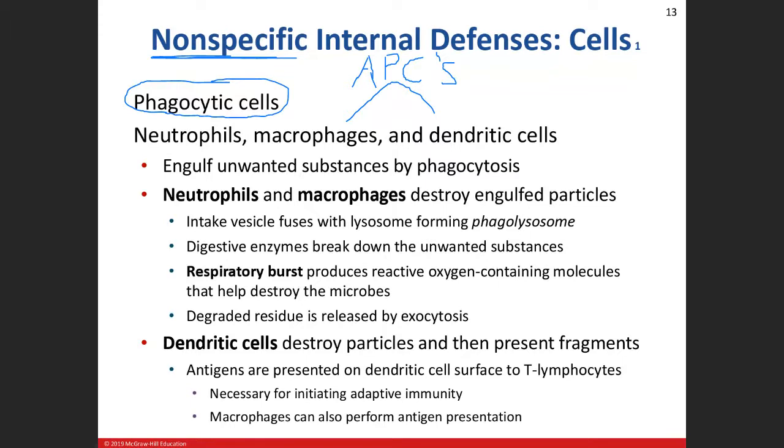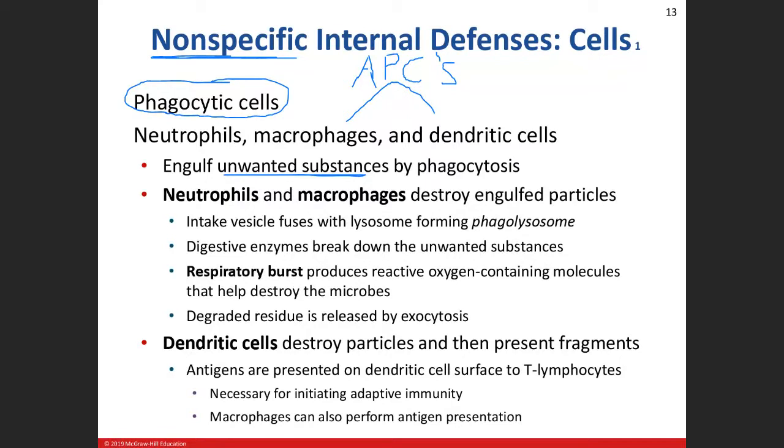So notice, up here on the slide, it says unwanted substances. Doesn't necessarily have to be a virus, a bacteria, a microorganism. Unwanted substances could be damaged cell tissue. Macrophages go on site. If you cut yourself and you damage some collagen fibers, they go in there and nibble on the collagen fibers. Get rid of the bad stuff. Those are unwanted substances. So it gobbles them up and it ingests them.